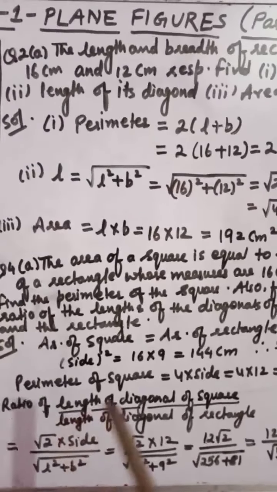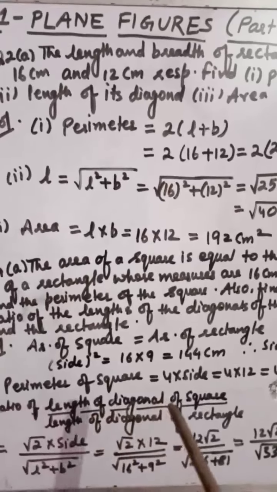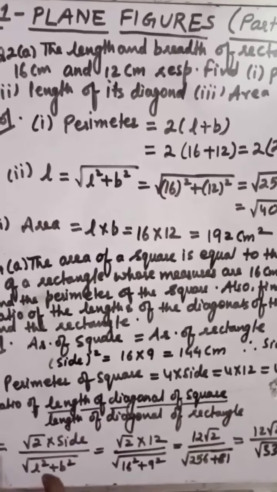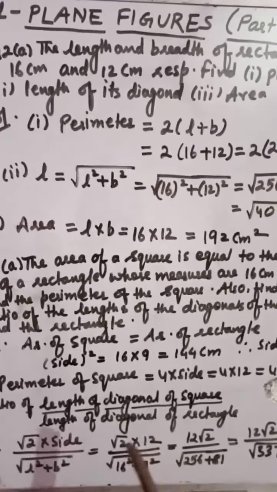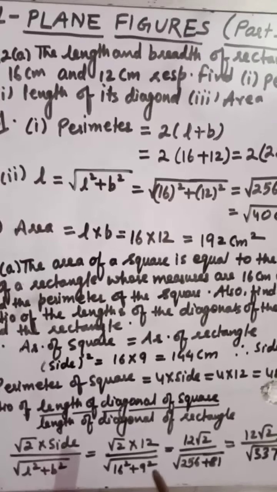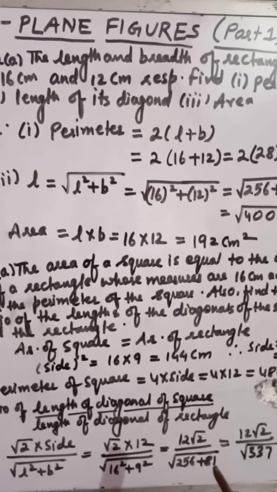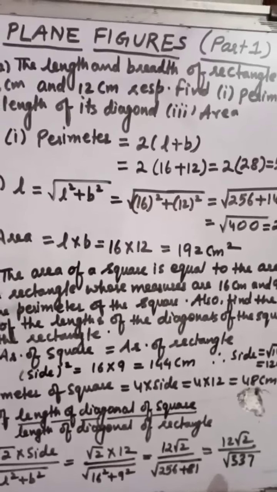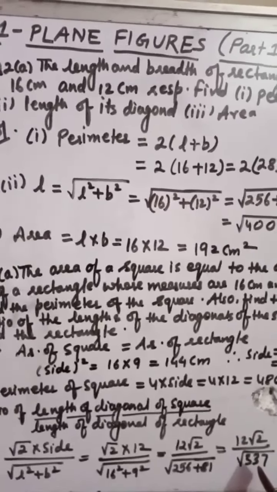Next, we have to find ratio of length of diagonal of square upon length of diagonal of rectangle. We know length of diagonal of square is root 2 into side, and length of diagonal of rectangle is square root of L square plus B square. Side of square is given 12, so 12 root 2, and length and breadth of rectangle is given 16 and 9. So 16 square plus 9 square. 16 square is 256, 9 square is 81. So 12 root 2 upon square root 337 is the ratio of the length of diagonal of square to the length of diagonal of rectangle.